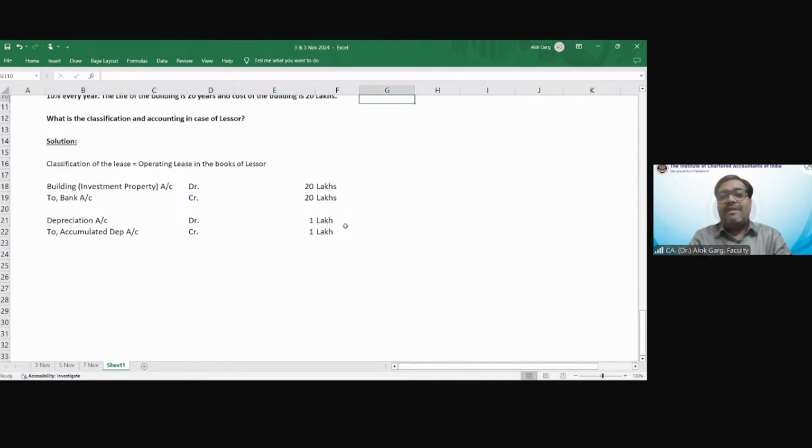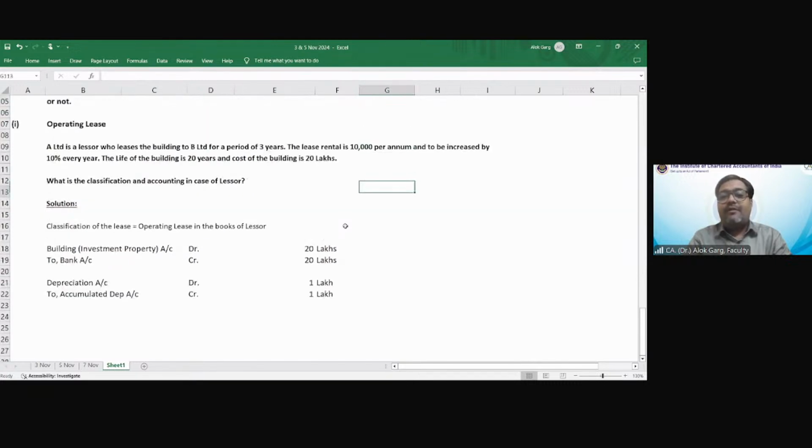Now, what is the accounting for the income which the lessor is getting as a lease rental? What is the accounting of this income? Rental income. How much rental income is he receiving in year 1, year 2, and year 3?